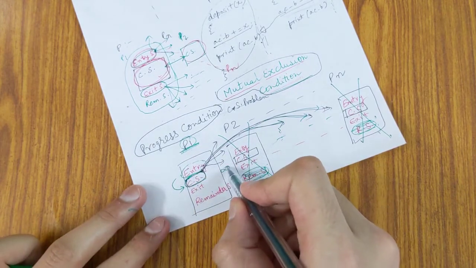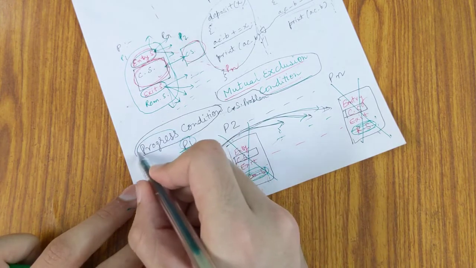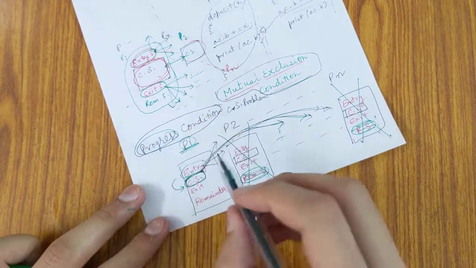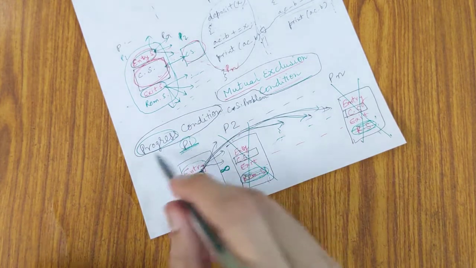So hence progress should be made in this decision, and this decision should come in some finite time. So that is the progress condition.